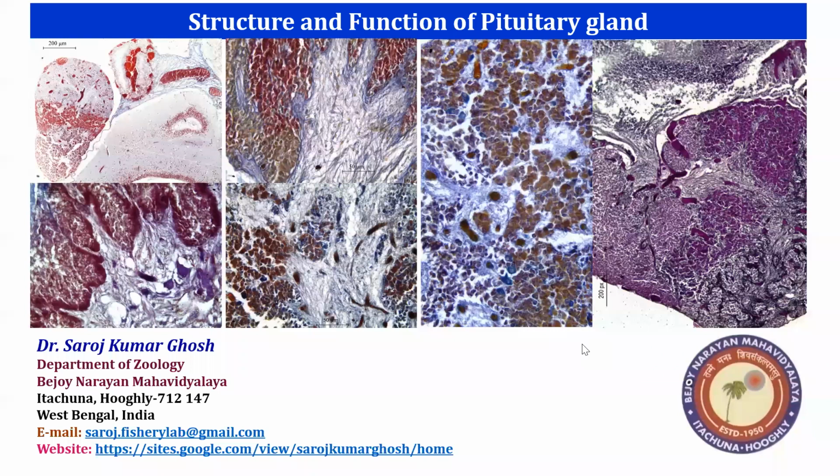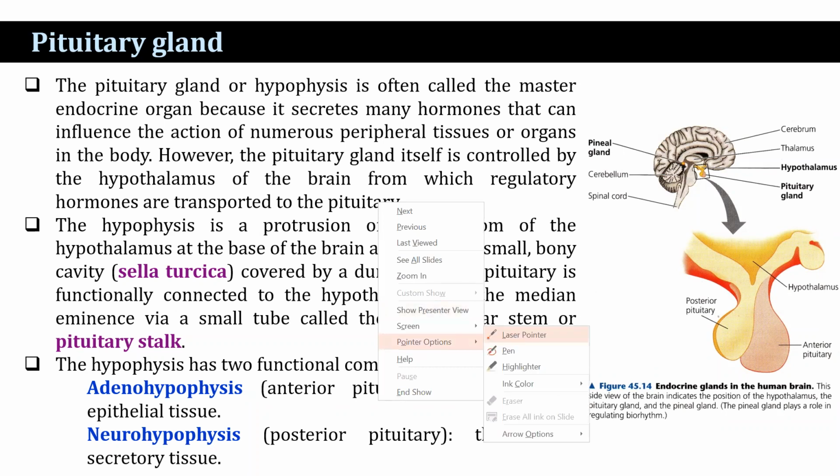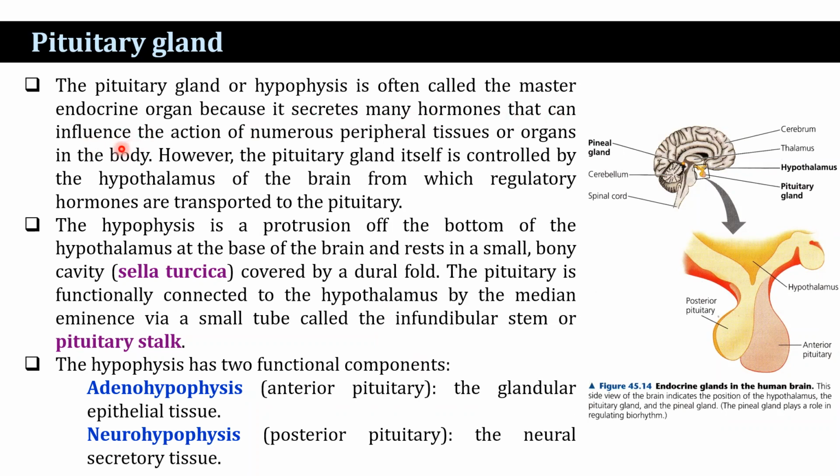I am going to discuss the topic: cellular organization of the pituitary hormones and their function. The pituitary gland, or hypophysis, is often called the master endocrine gland because it secretes many hormones that can influence the action of numerous peripheral tissues or organs in the body.